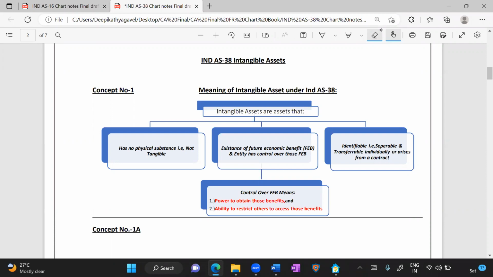As I have already informed, the objective of this video series is to give you a pilot view of the entire standard, and for this purpose, we have divided the various principles of these standards into concepts. So without any further delay, let's get into the revision.